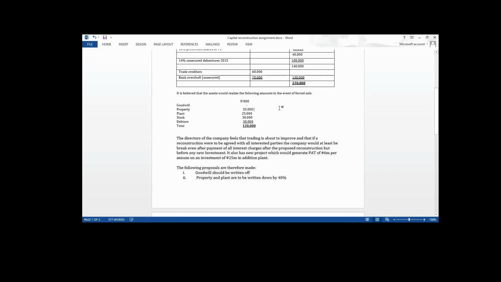The directors of the company feel that trading is about to improve, and that if a reconstruction were to be agreed with all interested parties, the company will at least break even. If we agree to reconstruction, the company will break even. That means we will remove all our liability and loss. The company will break even after payment of all interest.